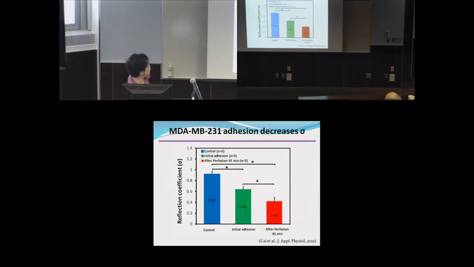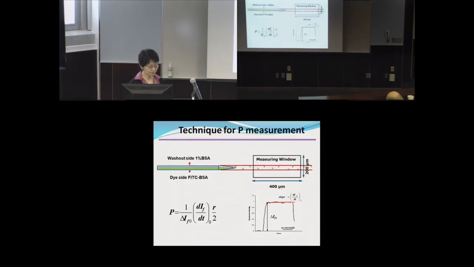And how about diffusion? How about the reflection coefficient? We find in the control, the selectivity or reflection coefficient to albumin is 0.92. And the initial tumor cell adhesion decreased it to 0.64. And after 45-minute perfusion, it decreased further to 0.42. Okay, this is an experiment for LP and the sigma. And then we have another one.